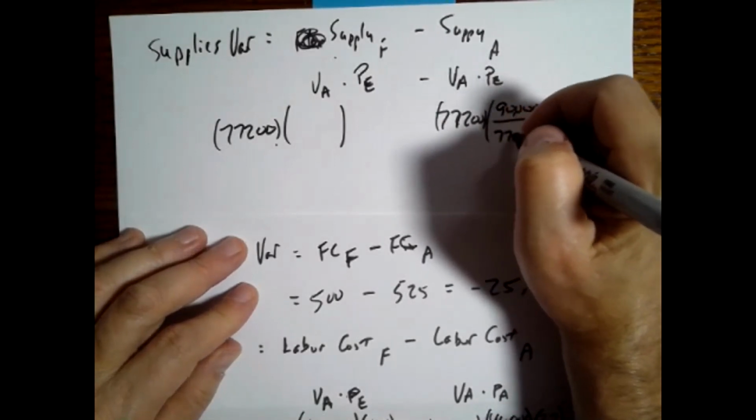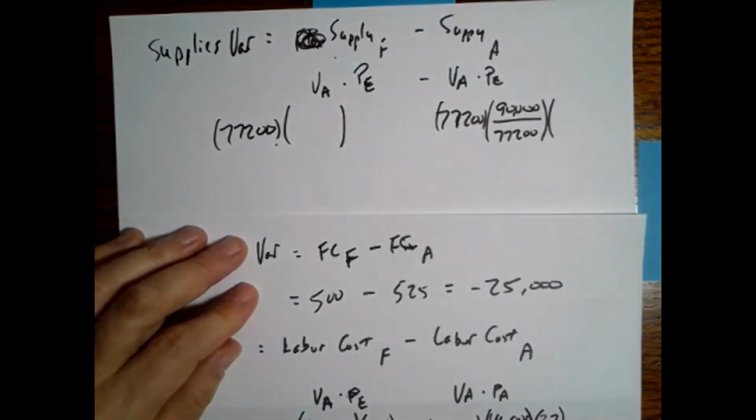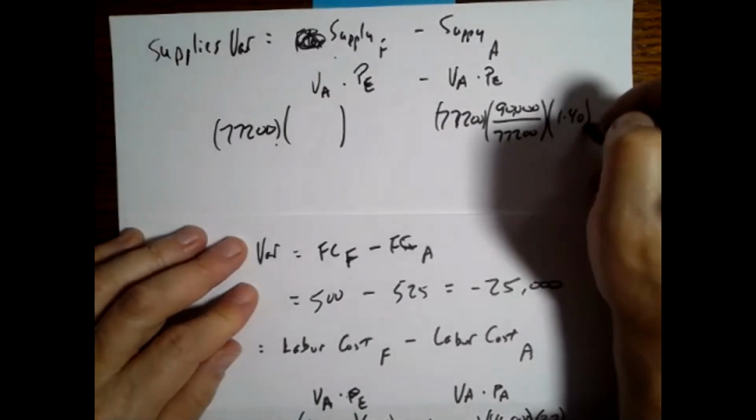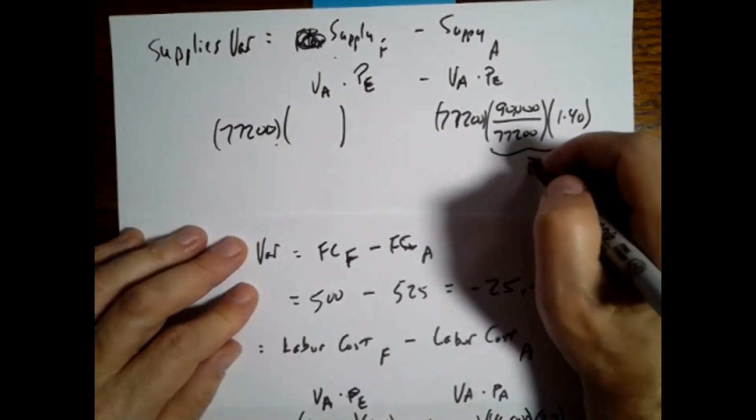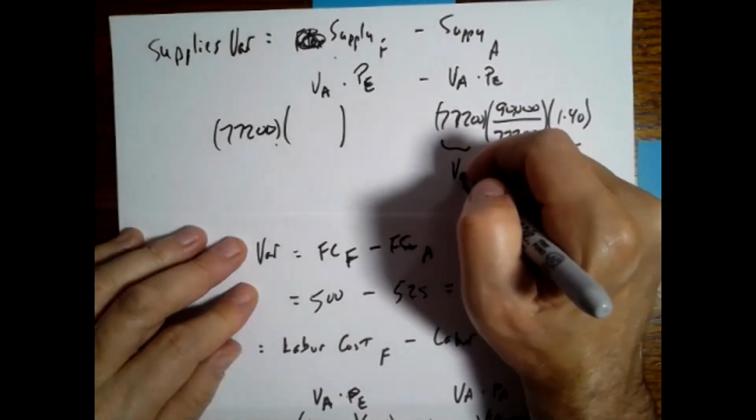Divided by 77,200 visits times a cost per unit of 140. So this is our actual price. This is our actual volume.